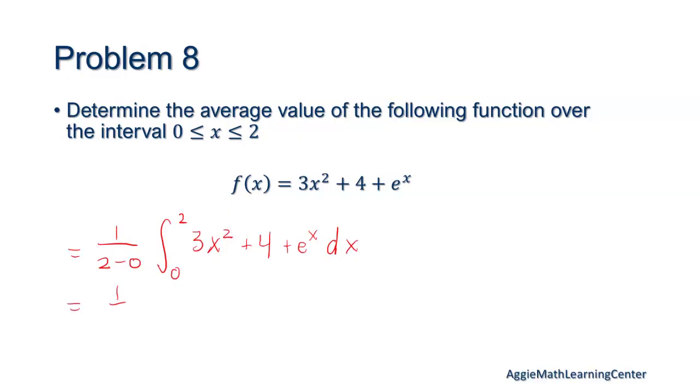So it gives us 1/2, and then our integral. Remember, using the addition property, we can just evaluate them all separately and add them together. So that would give me x cubed, 3 divided by 3, using the reverse power rule. And then I have 4x, because it's x to the first power and then divided by 1. And then the integral of e to the x is just e to the x. And these are all evaluated from 0 to 2.